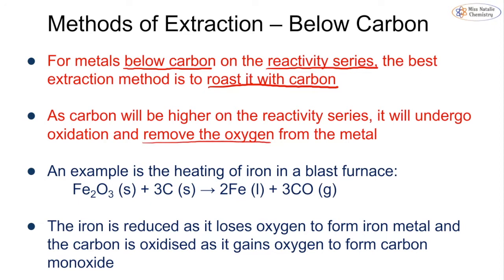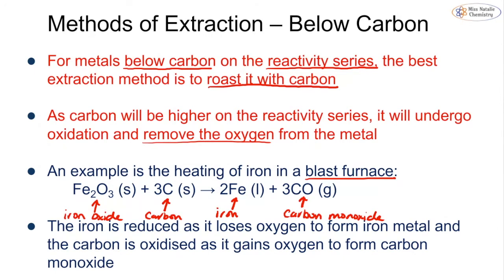oxygen from the metal. So for example, if we take iron and we heat it in something called a blast furnace, you can see here we have iron oxide, and we're heating it with the carbon. The carbon will undergo oxidation and form carbon monoxide, and we will form iron metal. Notice that it is a liquid, so it is molten iron. This is done at a very, very high temperature.